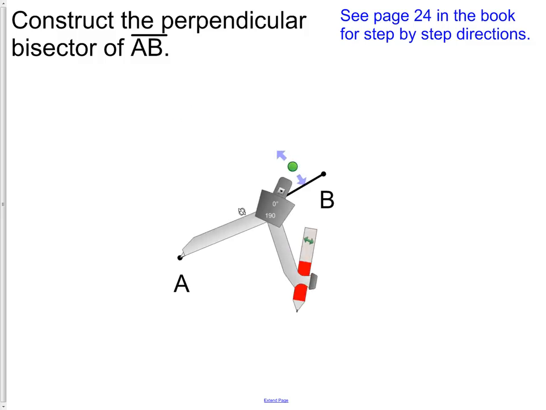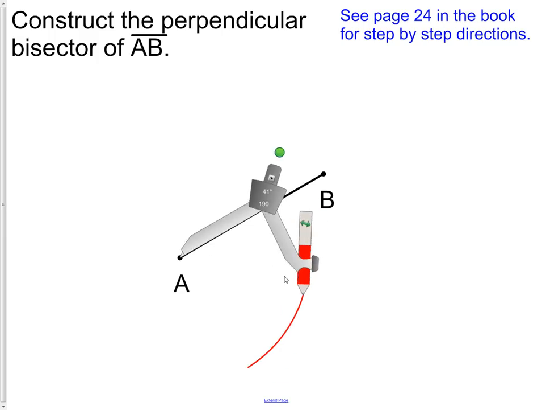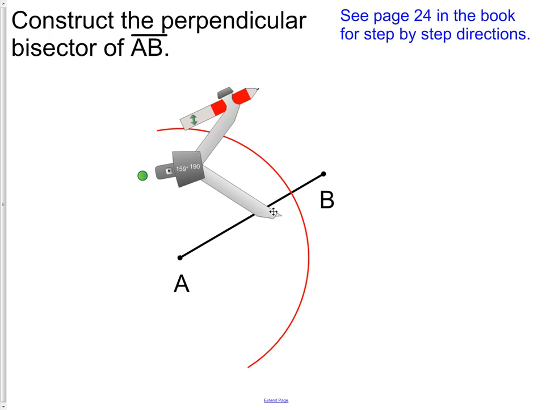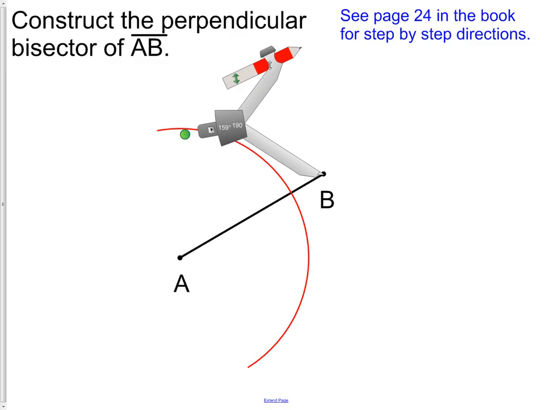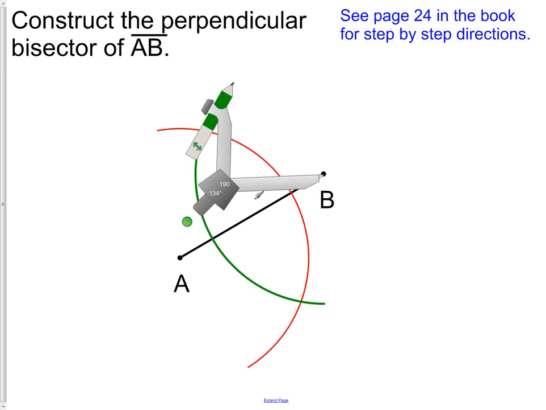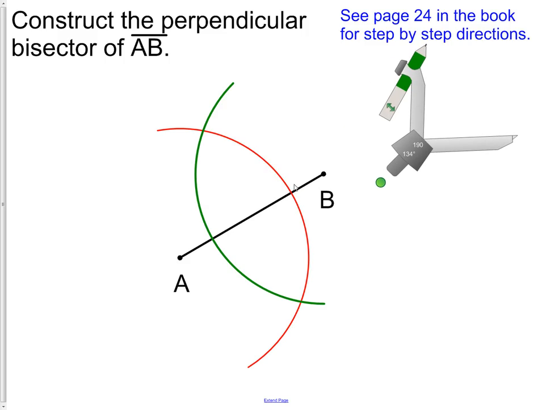Now, draw a continuous arc, like so. Do not change the compass settings. Move the compass point to point B, and we're going to do the exact same thing that we just did. So I'm going to start at B and make a continuous arc that crosses the green twice. We've now created a perpendicular bisector. If we connect these two points, we will have it.